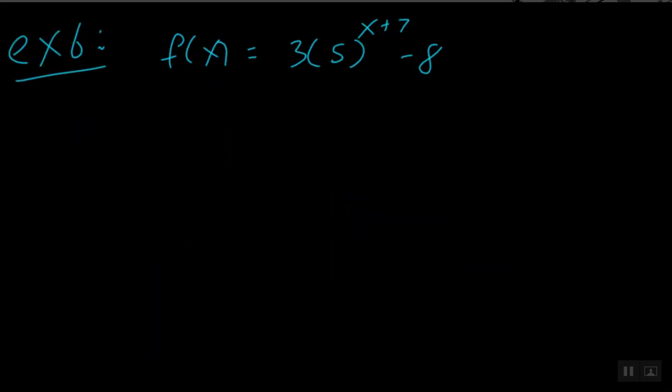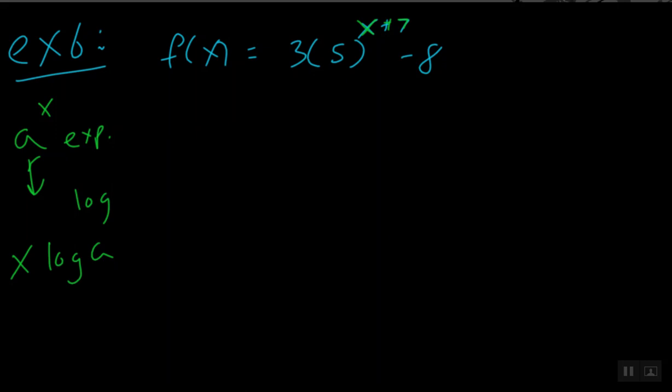Okay, here in example 6, we have f of x is equal to 3 times 5 to the power of x plus 7, minus 8. Notice that this x plus 7 is in the exponent, so I can call this a to the x. And what we know is that an exponent is the opposite, or the inverse, of a logarithm that would ultimately look like this, log base a of x. Okay, well, let's tackle it.